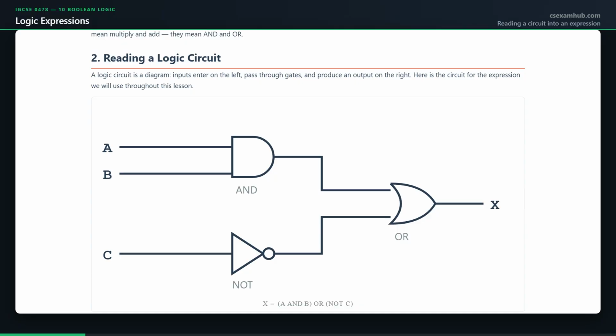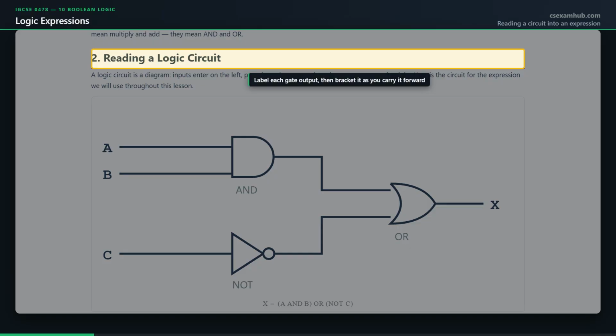To turn a circuit into an expression, work left to right and label each gate's output as you reach it. The AND gate is fed by A and B, so its output is A AND B. The NOT gate is fed by C, so its output is NOT C. Then the gate on the right, an OR gate, is fed by those two outputs, which gives X equals (A AND B) OR (NOT C). Bracket every gate output as you carry it forward. Writing A AND B OR NOT C without brackets is ambiguous, and it will not be credited.